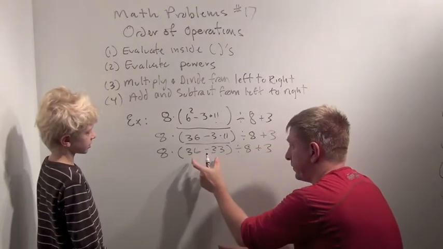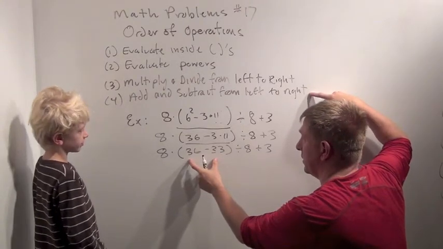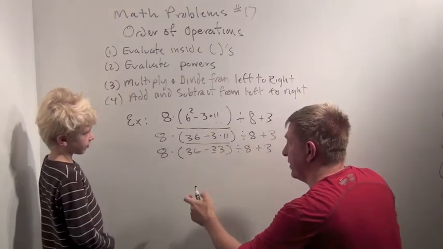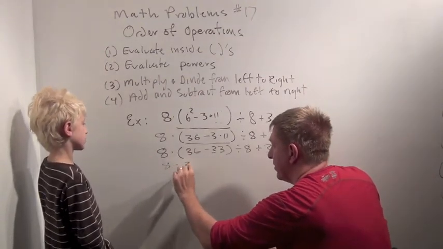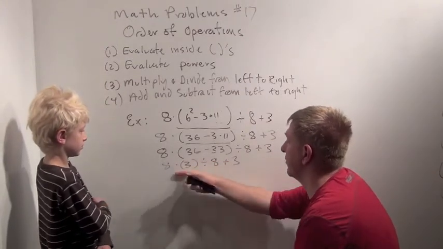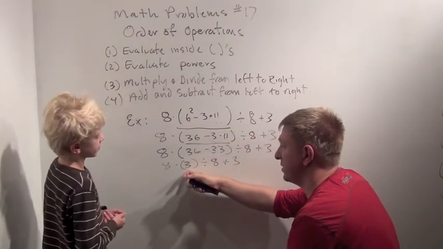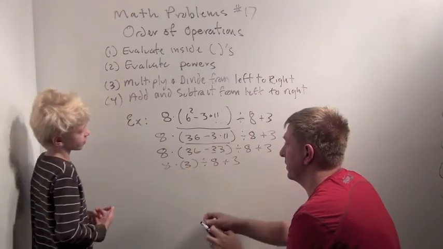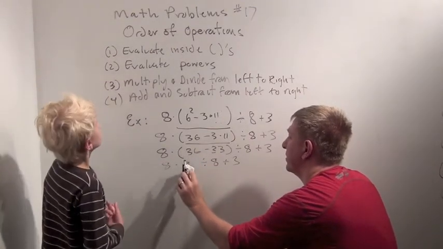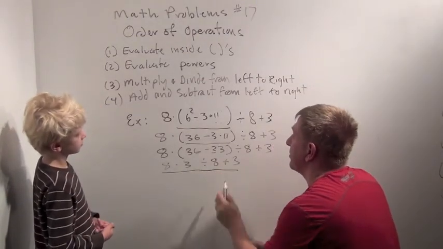Now we add and subtract from left to right. Remember, we're still inside the parentheses. So what's 36 minus 33? It's 3. So 8 times 3 divided by 8 plus 3. Now inside the parentheses, is there anything else to evaluate? No, just 3. So we're done with the parentheses, and I'm going to erase them because I'm running out of room. Now I have this expression: 8 times 3 divided by 8 plus 3.